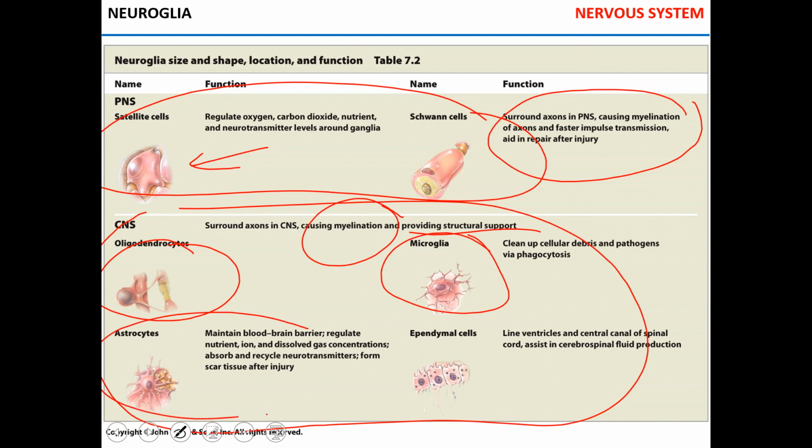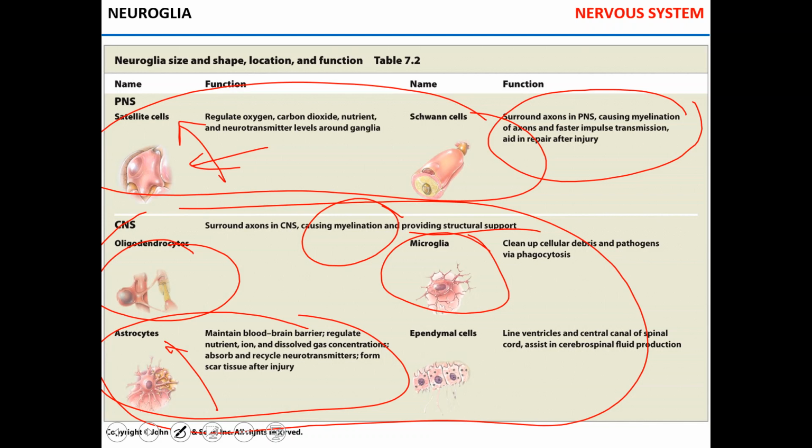Astrocytes perform an important structural function. They maintain the blood-brain barrier, a barrier between the blood and the brain that is hardly penetrable by anything except maybe respiratory gases. They regulate the concentrations of nutrients and respiratory gases. If the brain gets damaged, they form a scar tissue. In some ways, astrocytes are similar functionally to satellite cells.